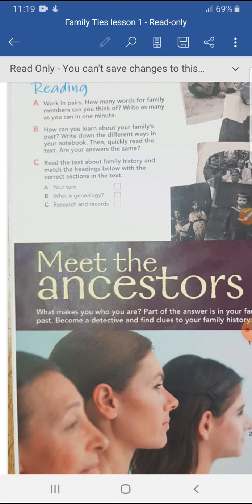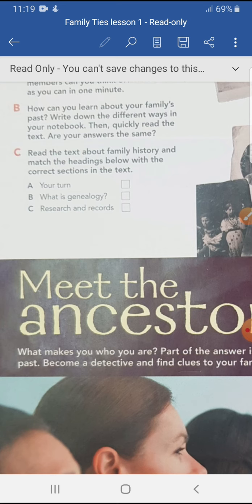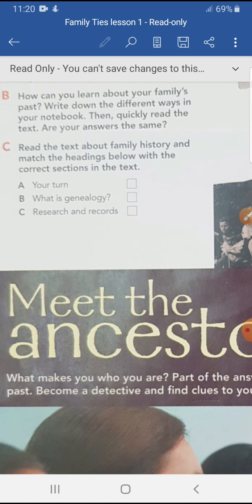Which paragraph tells us about your turn? Of course, paragraph number 3. B. What is genealogy? Which paragraph tells us about genealogy? Of course, paragraph number 2. Research and records. The paragraph that tells us about research and records is paragraph number 4.